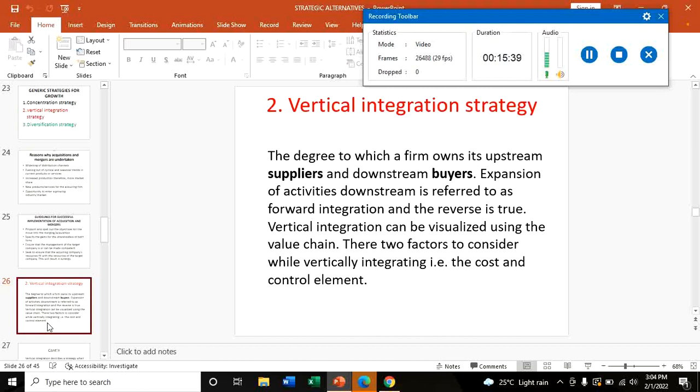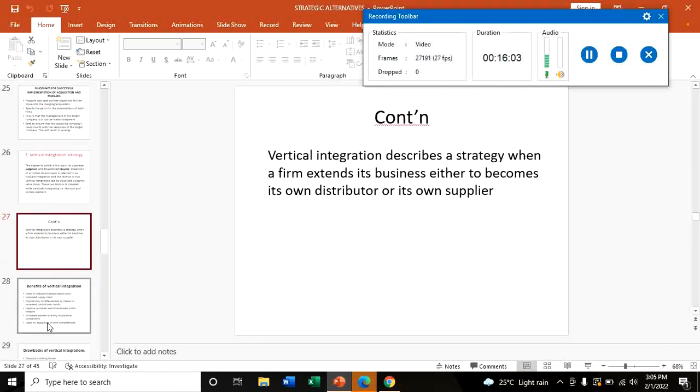What happens when an organization chooses to vertically integrate? The degree to which a firm owns its upstream suppliers and its downstream buyers. Expansion of activities downstream is referred to as forward integration, and the reverse is true. Vertical integration can be visualized using the value chain. There are 2 factors to consider while vertically integrating: that is the cost and the control element, as you will see.